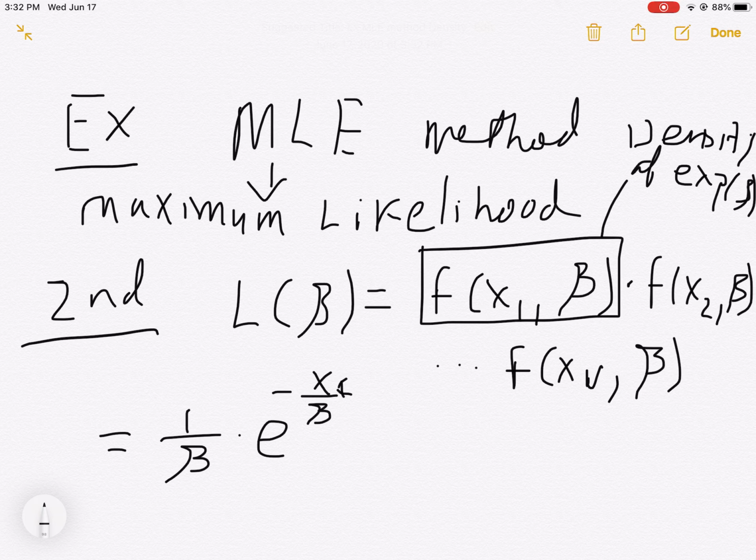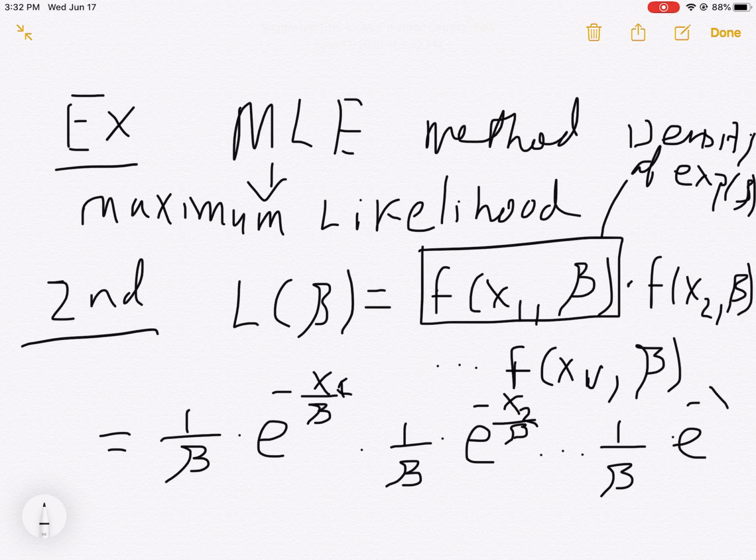And that's x sub 1 times 1 over beta times e to the minus x sub 2 over beta, times 1 over beta times e to the minus x sub n over beta. Now, just using rules of exponents, this is going to be 1 over beta to the n times e to the minus summation of xi over beta, and that sum is from i equals 1 to n.